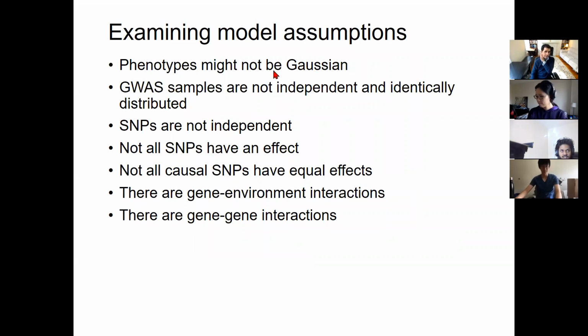So again, we can go back and examine all model assumptions. Perhaps the phenotypes might not be Gaussian. Perhaps the GWAS samples are not independent and identically distributed. Perhaps the SNPs are not independent of each other. Perhaps not all SNPs have an effect. Perhaps not all causal SNPs have equal effects.